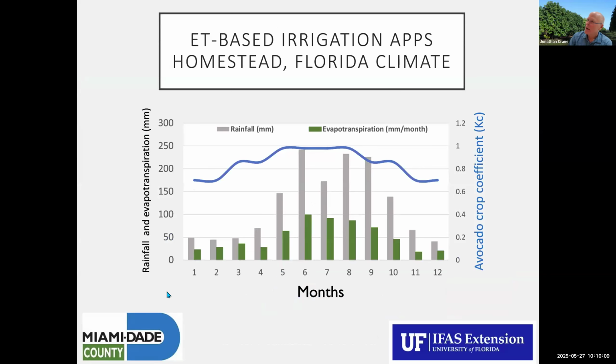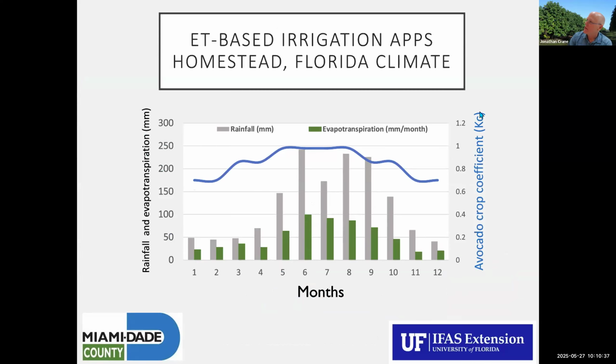This is just showing you an example for avocado. Here you have rainfall and evapotranspiration on this side. And this is the rainfall in the gray. And this is the evapotranspiration, in other words, water loss from the trees and the soil. And you can see it increases in the summer and decreases in the winter.